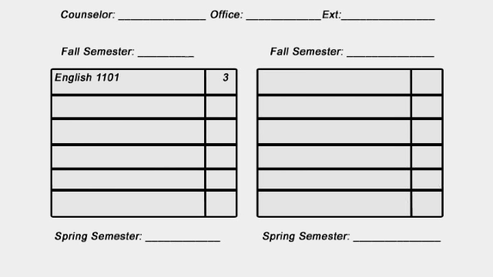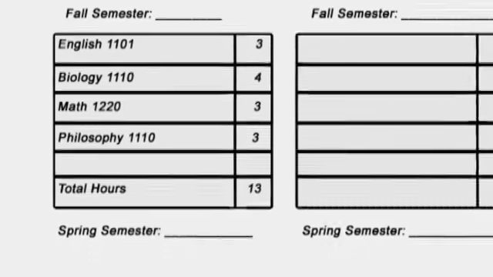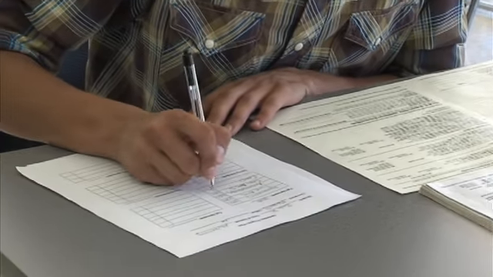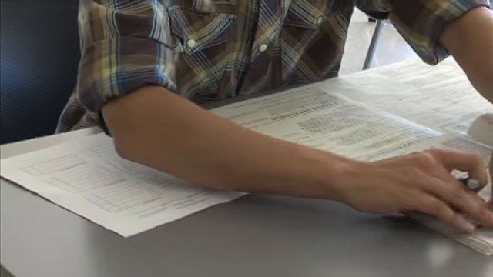For example, Communications, English 1101, Physical Life Science, Biology 1110, Mathematics, Math 1220, Humanities, Philosophy 1110. This will add up to 13 semester hours of credit. To be considered a full-time student, you need a minimum of 12 semester hours of credit. List these courses on the semester planning sheet for the term you are planning on attending. Typically, a new student's first semester is the fall term, which starts in August. Some students choose to start in the spring term, which begins in January.